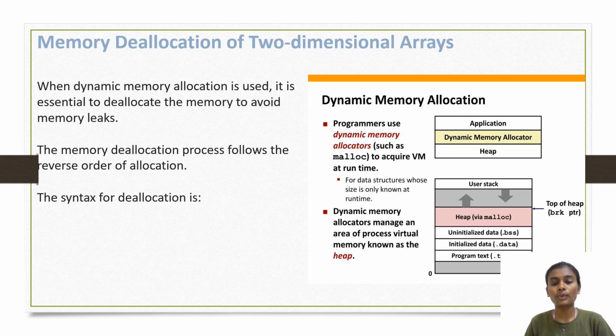Memory deallocation of two-dimensional arrays. When dynamic memory allocation is used, it is essential to deallocate the memory to avoid memory leaks. The memory deallocation process follows the reverse order of allocation. Programmers use dynamic memory allocators such as malloc.